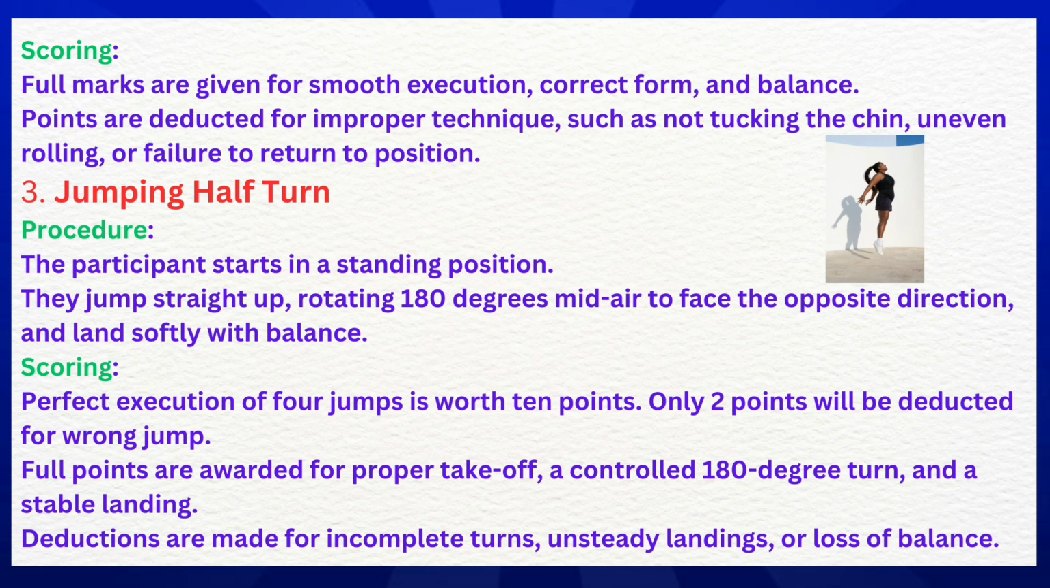3. Jumping half-turn. Procedure: the participant starts in a standing position. They jump straight up, rotating 180 degrees mid-air to face the opposite direction and land softly with balance. Scoring: perfect execution of 4 jumps is worth 10 points. Only 2 points will be deducted for a wrong jump.